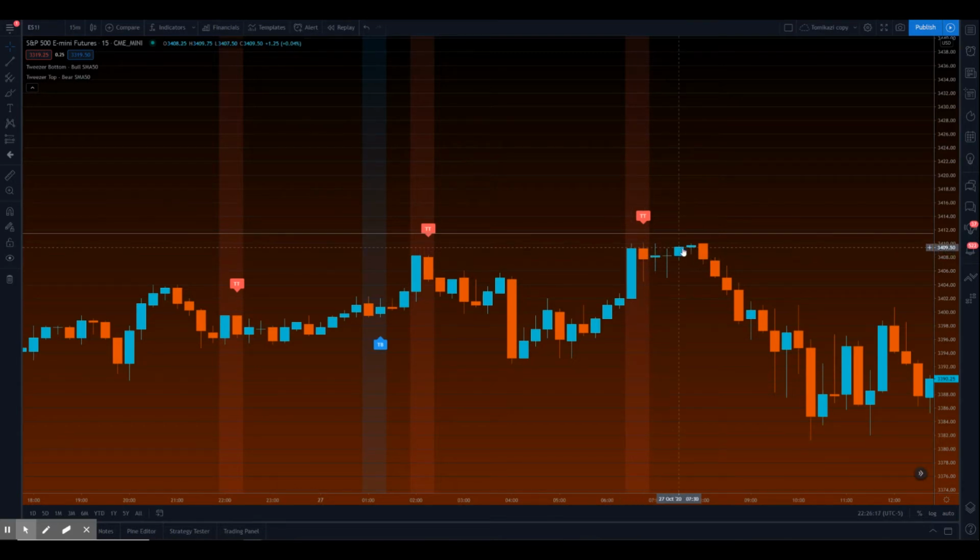And so then you can see after this, we had a couple dojis signifying indecision. And then eventually we have this downtrend. And again, here we have a tweezer top with a dark cloud cover. And then it is going down after.